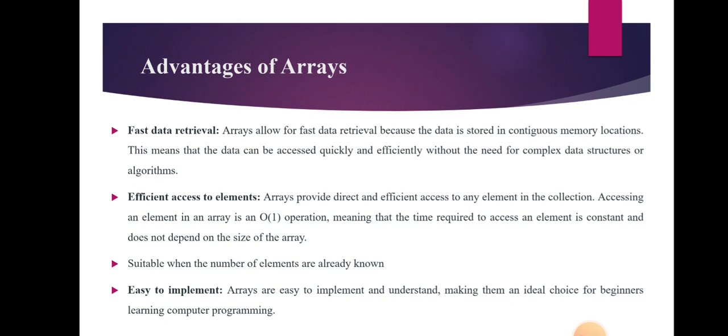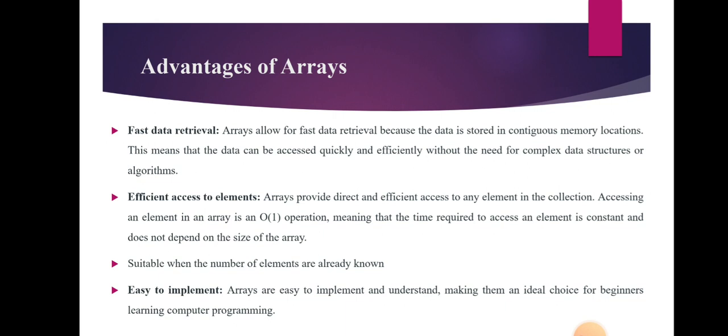First, we will go with the advantages. So, what are the advantages of using arrays? First one is fast data retrieval. That means it consists of similar data type elements stored in a contiguous memory location, so we can access the data quickly and effectively. Next, efficient access to elements. We can access any element in the array with the help of index value, and access in an array is an O of one operation. That means the time required is constant and does not depend on the size of an array.